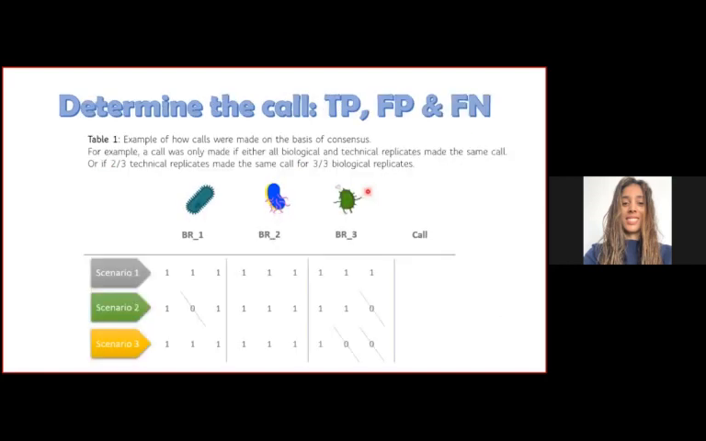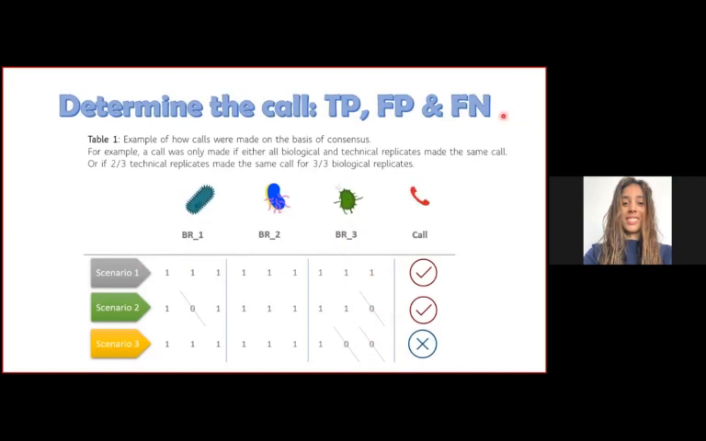So just to say again, to determine the calls, obviously if there was a unanimous call, let's say for example, we're looking at false positive, they were all calling it false positive, then we assigned it that call of false positive. If up to two biological replicates had, for example, one technical replicate with a different call, we would still assign it that call. But when two technical replicates for biological replicates or more started having a different call, then that would be inconclusive.